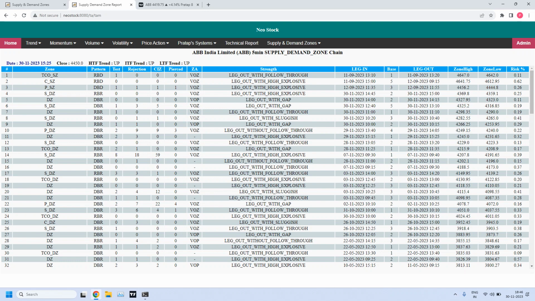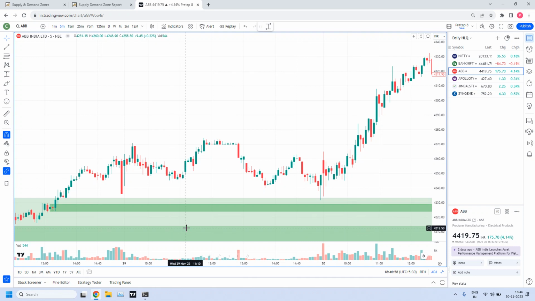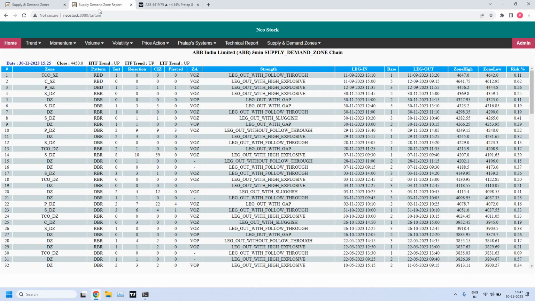So this is the one. What is the price here? Around 4229, 4230. So this is the one.